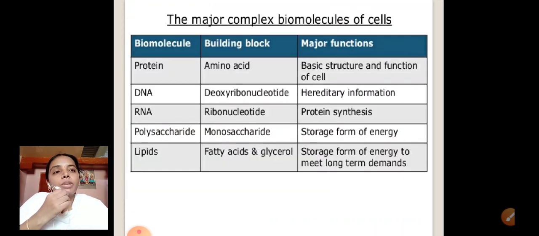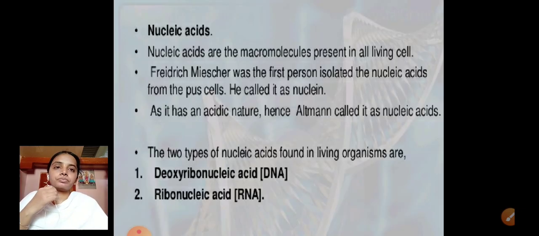The major complex biomolecules of the cell involve protein, DNA, RNA, polysaccharides and lipids. Proteins are formed by building blocks called amino acids, DNA with deoxyribonucleotides, RNA with ribonucleotides, polysaccharides with monosaccharides, and lipids with fatty acids and glycerol.